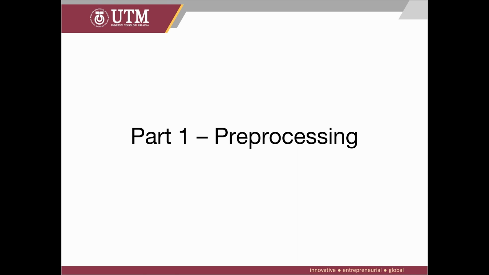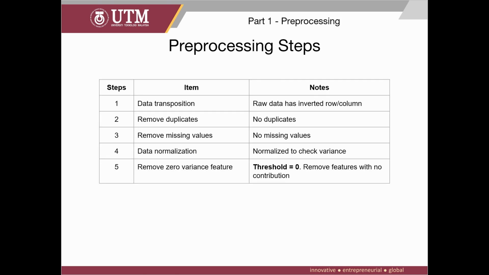First of all, let's look at part 1 preprocessing. This is the preprocessing step in my research. So the first step is data transposition. This is because the raw data I got has inverted row and column. So in order to make the data usable, I need to invert the row and column to make sure that the column now contains the features of the omics and the row now represent the instances.